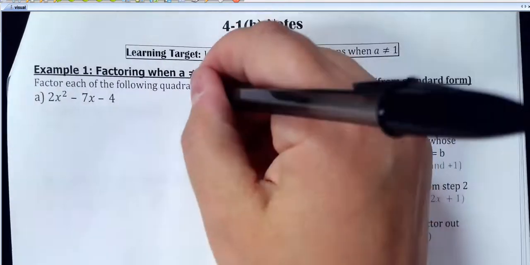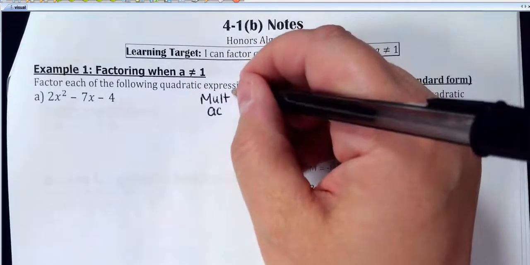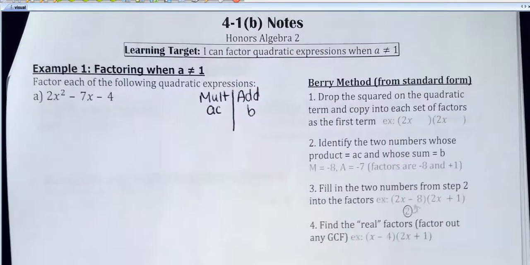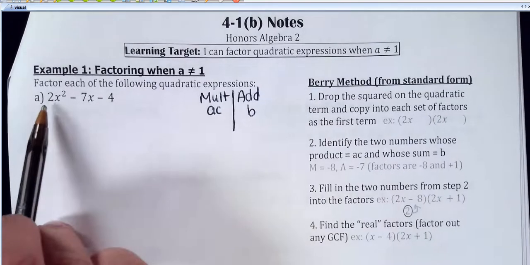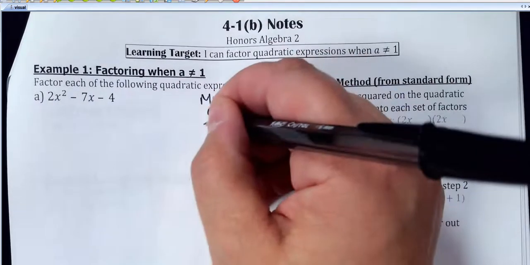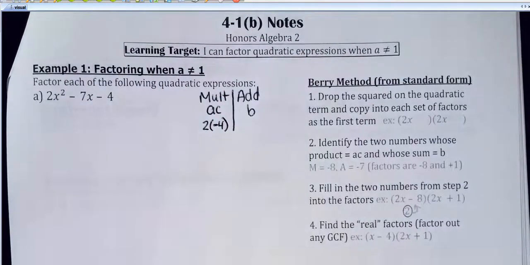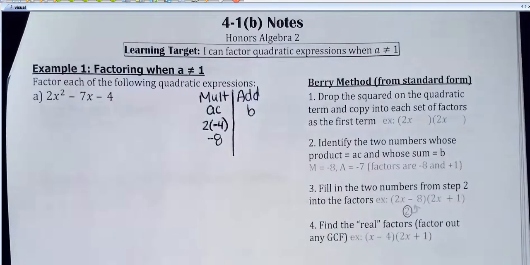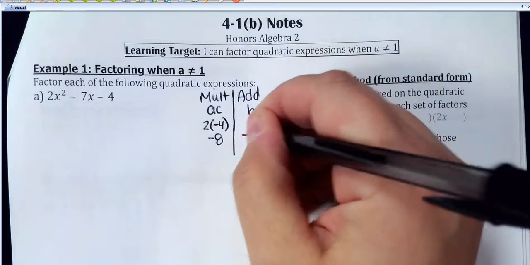So I'm still going to multiply a times c. In our previous lesson, the a value was always 1, so it's just going to be a different number today. Here a would be 2, and c here would be -4. You want to take those two numbers and multiply them together, which gives you -8. And you want them to add up to the number in the middle, your linear term's coefficient, the b value, which is -7.